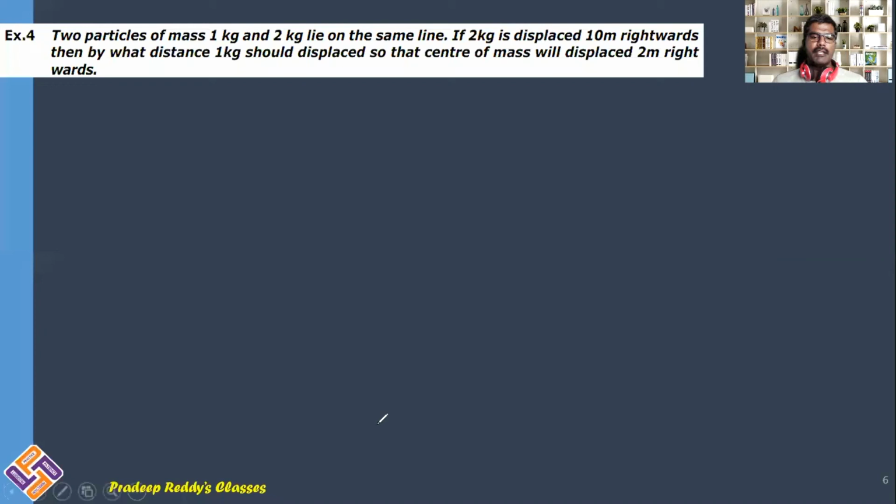Students, we have two particle system where there are two masses 1 kg and 2 kg lie on the same line. One is 1 kg and the other one is 2 kg, lie on the same line, and 2 kg is displaced by a distance of 10 meter right side. This is displaced by 10 meter right side, so I am taking it as positive.